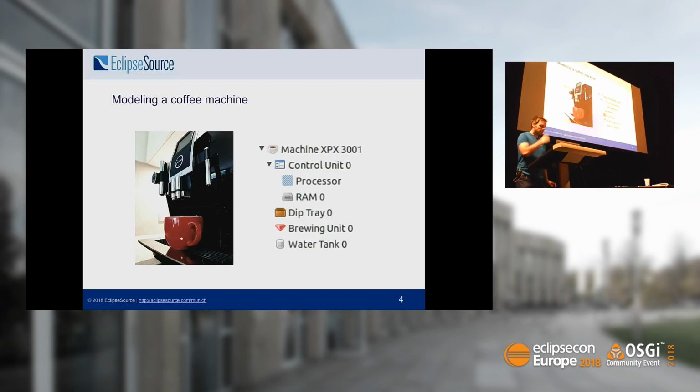Okay, so I will basically create an example tool throughout this talk. For an example tool, I need an example domain. So I need a domain I want to provide a tool for. So what I selected for that is modeling a coffee machine. So the user of the tool should be capable of modeling a coffee machine which consists of several parts like a control unit, a processor, dip tray, brewing unit, and so on.